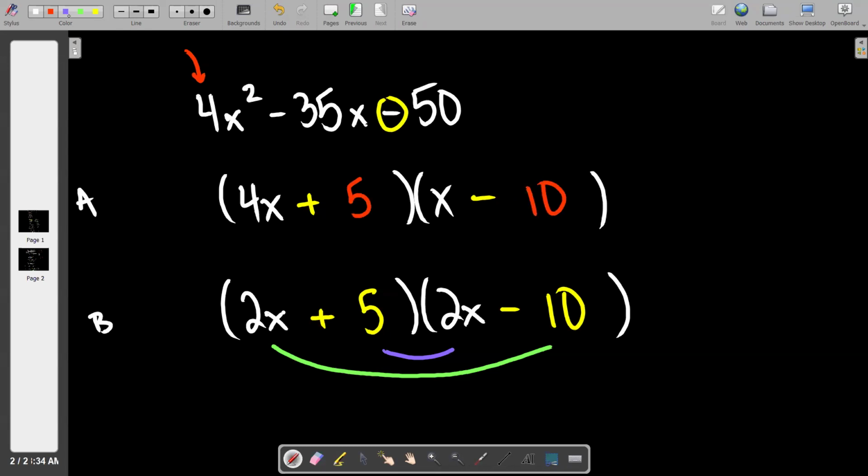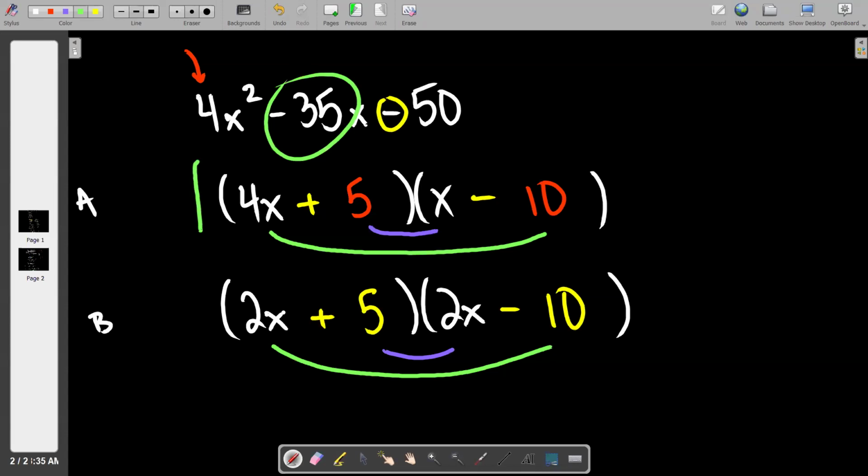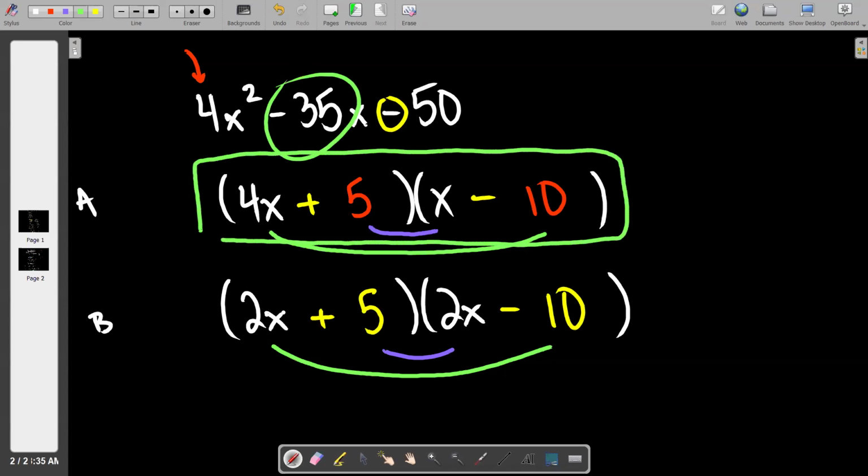And again, I just keep reiterating, I hope that you're getting the memo. It's all about purple and green. What's purple make? 5x, positive 5x. And what's green make? What's 5 minus 40? We got it. So there's our winner right there. Okay.